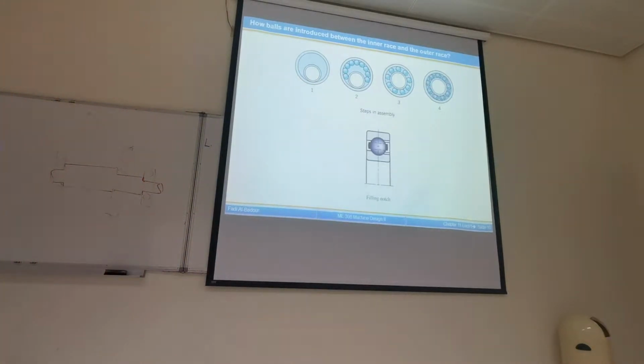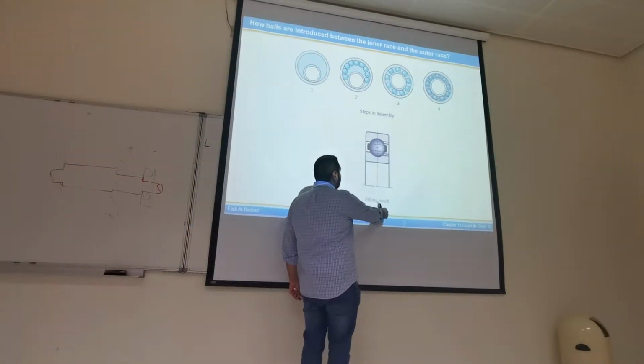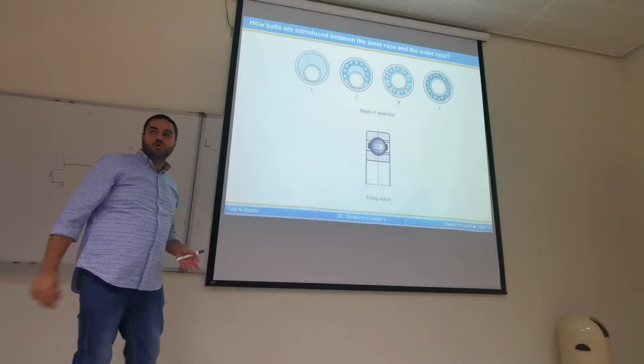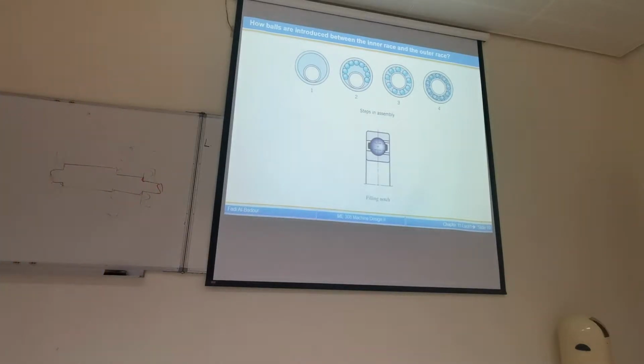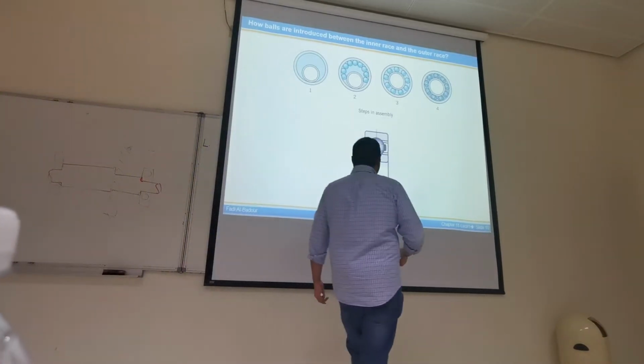I have only the space at the top to put the rolling elements. Now there is another technique, we call it filling notch. In filling notch bearings, the idea is that after you do the first technique, you add more balls or rolling elements by pushing them inside the bearing. So you force them to go inside. But how can I force them? I need some space to force them.